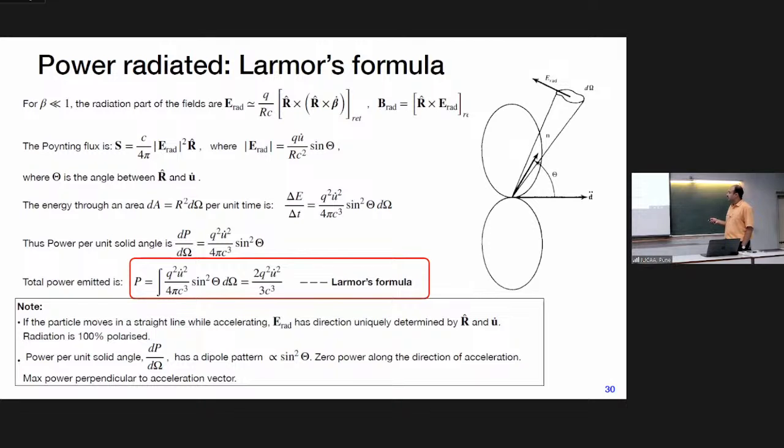Now you integrate over the solid angle, you get this relation. So the total power emitted by the charge is 2 times q squared times the acceleration squared divided by 3c cubed. Again, the c will not be there if you are working with SI. This is called Larmor's formula.